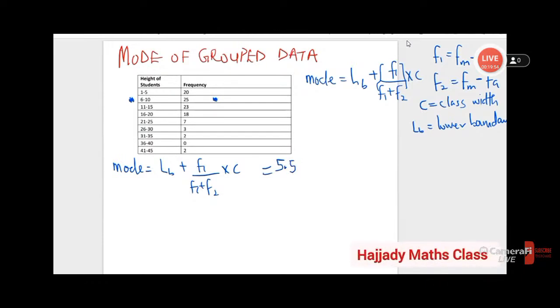In my previous video for the median, I decided to use the lower limit directly because you can also do that. But in this case, I'm going to use the lower boundary by subtracting 0.5 from the lower limit, plus F1. Our F1, don't forget, is the frequency of the modal class minus the frequency before it. And the frequency of our modal class here is 25. So let me put that in bracket for easy computation. Minus the frequency before it, which is what? 20.